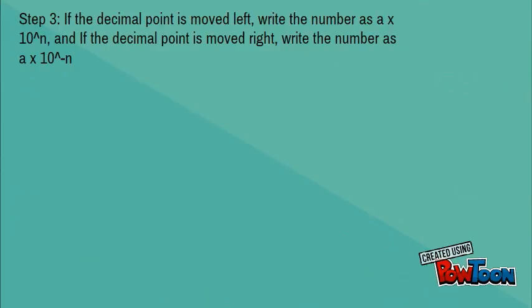Step 3. If the decimal point is moved to the left, write the number as a times 10 to the n. And if the decimal point is moved to the right, write the number as a times 10 to the negative n. Step 4. Remove any unnecessary zeros.